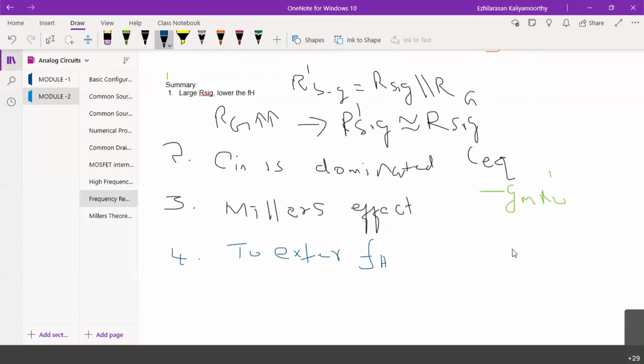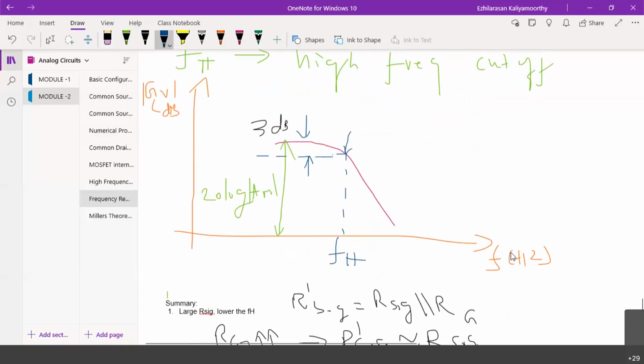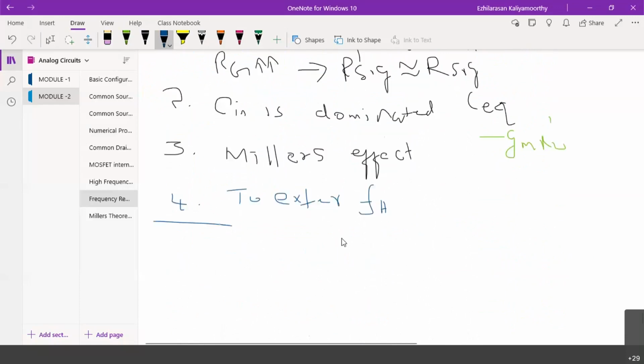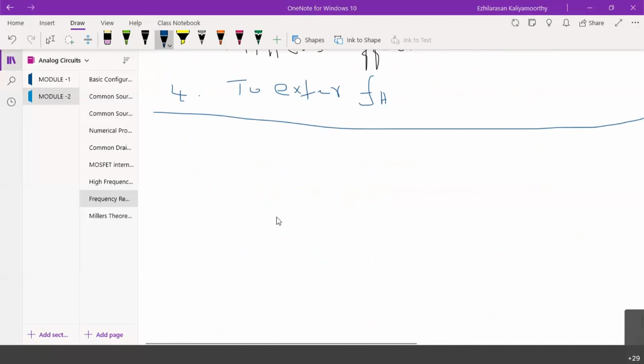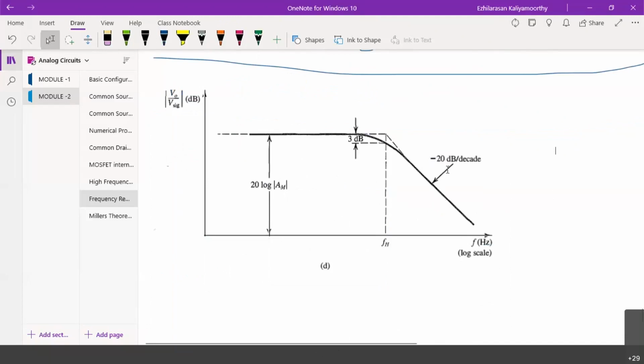So this analysis is done in the form of a single pole response, that is, a short time constant. That is what we have for the frequency response of the common source amplifier. Now let us solve a numerical problem related to this. Here I want to show the frequency response of the common source amplifier with a clear diagram. This is the same diagram which I drew. The dB will be constant in this portion, and this part is minus 20 dB per decade.